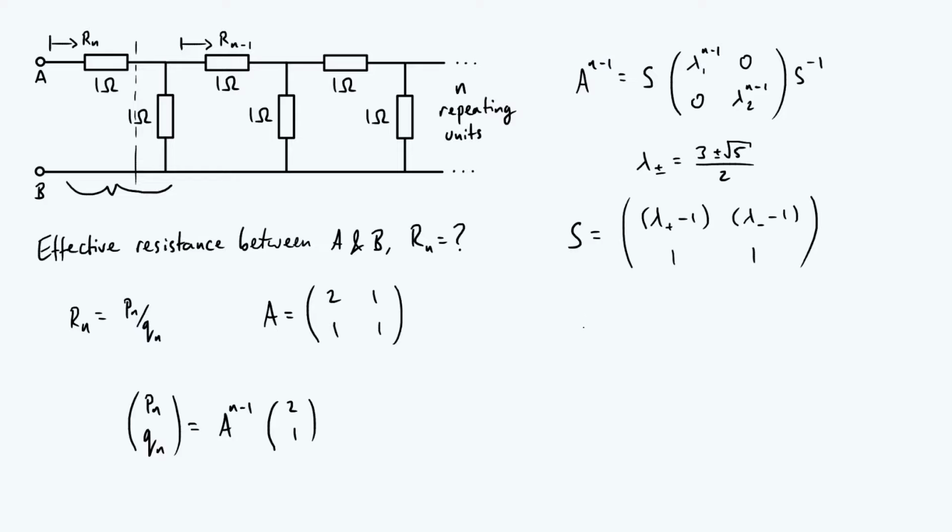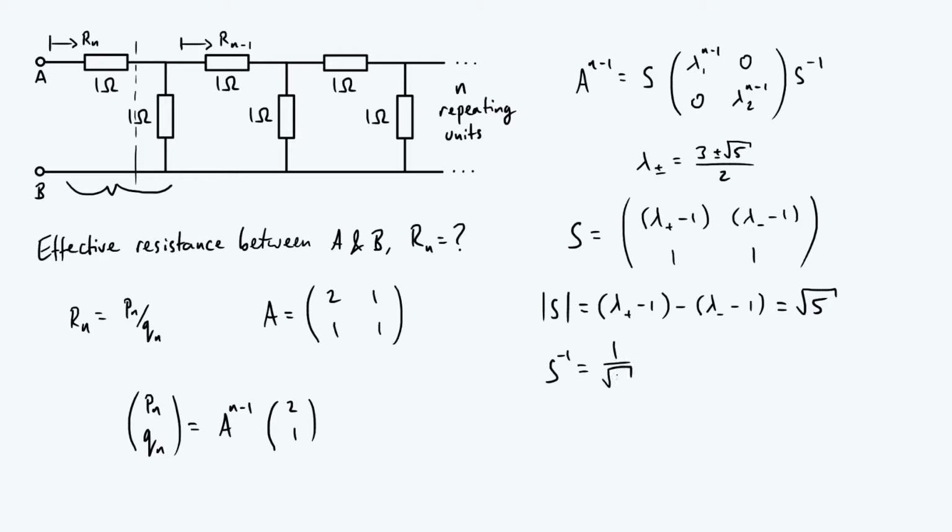So let's go through our standard procedure for finding the inverse of a matrix. To know the inverse, we have to first find the determinant. So we do lambda plus minus 1 times 1, which is just lambda plus minus 1. Then we subtract lambda minus 1 times 1. The ones cancel, you just get lambda plus minus lambda minus. And from those definitions there of the lambdas, it follows that this difference in the determinant is equal to root 5.